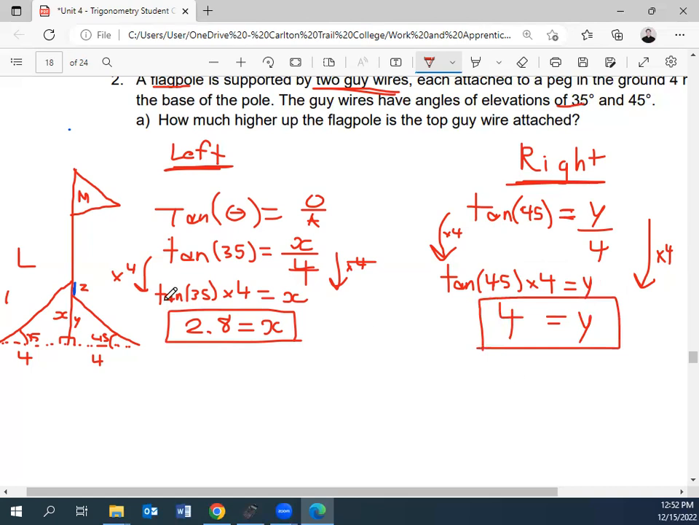I know our diagram's a little bit off because I made a mistake. Technically, the right side's the taller one. But that's okay, we just need to look at what we're doing here. Remember, to find this little thing here, I needed to take the taller one, y, subtract the smaller one, x, and that's going to give me my answer, which I said at the very start was z. That equals 4 minus 2.8, which is 1.2.